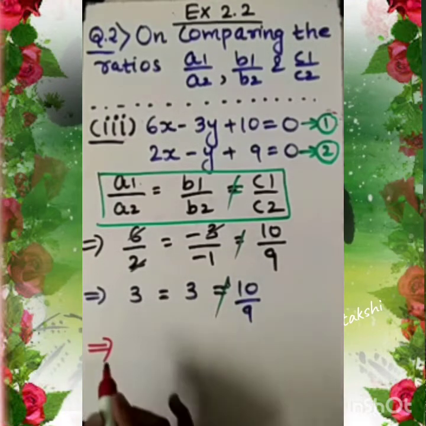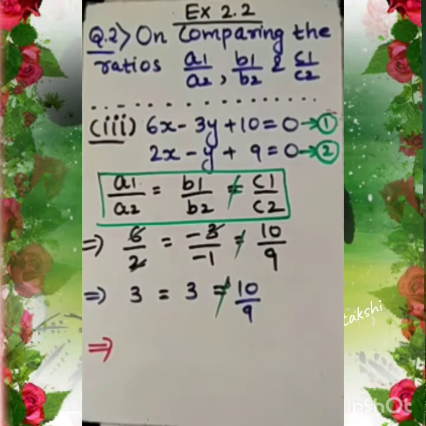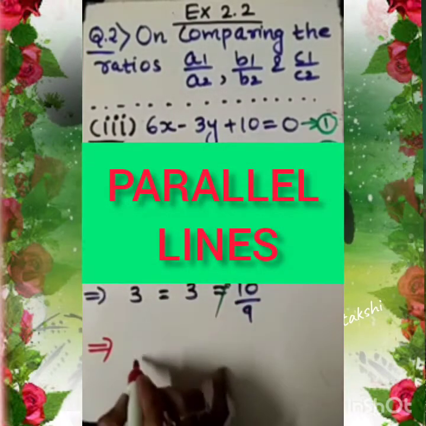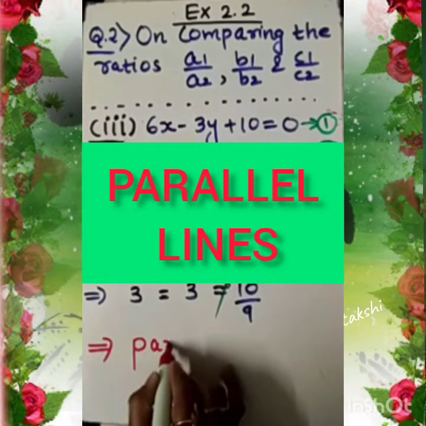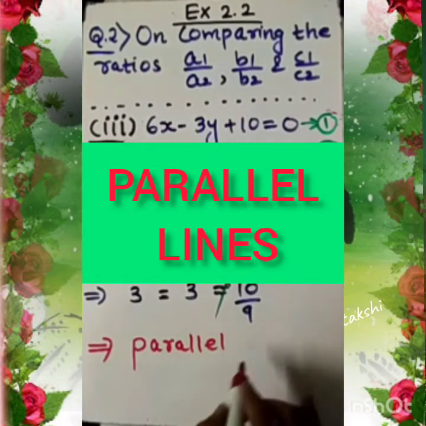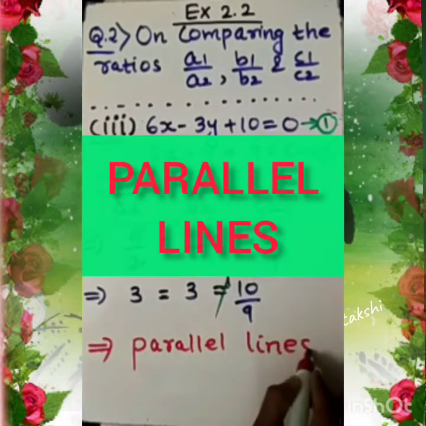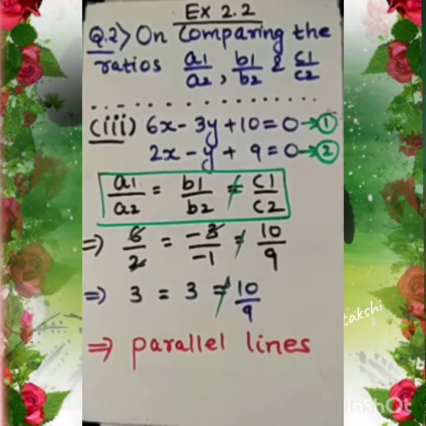Of course, they are an example of parallel lines. So we need to mention here that this linear equation pair is parallel. So you can see, dear student, without calculating we are able to say which type of lines we will get. Fine.